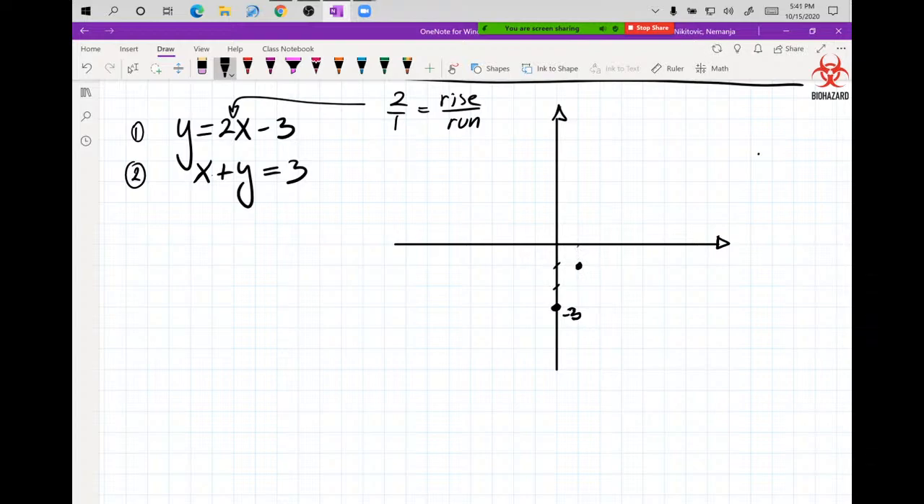You can go to the next point if you want. Again, rise 2 over 1. You can make as many of these points as you want, and this line would go forever. Like that, you can label this as line 1.